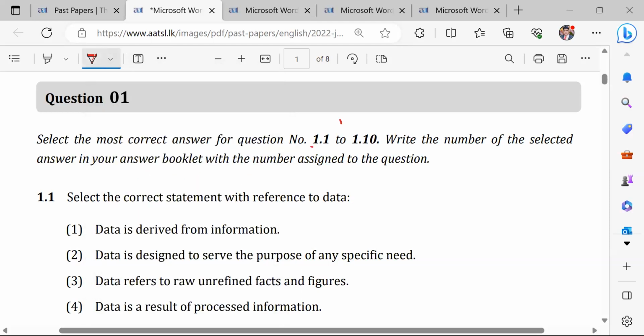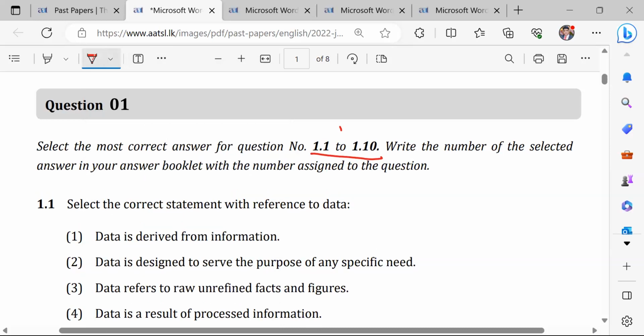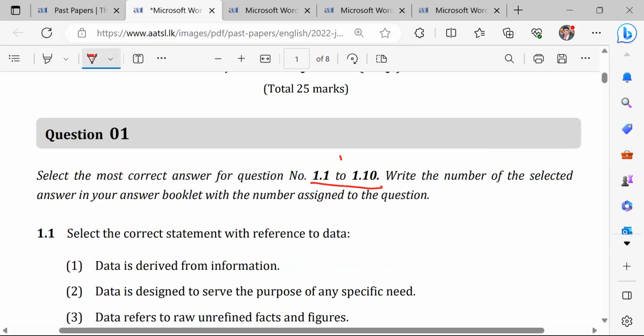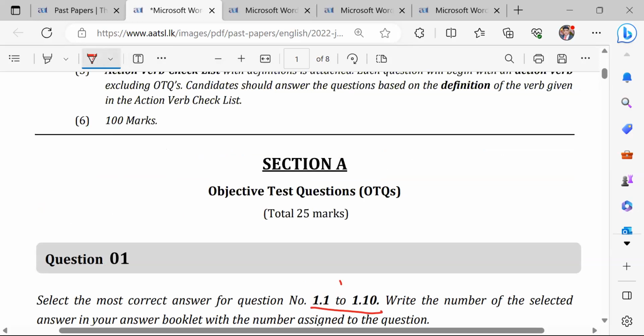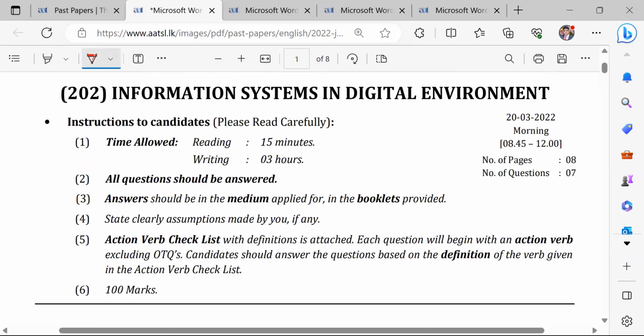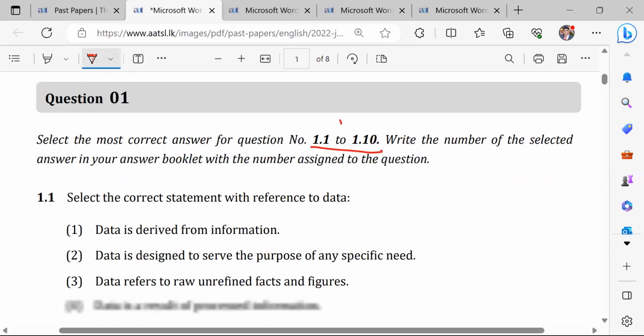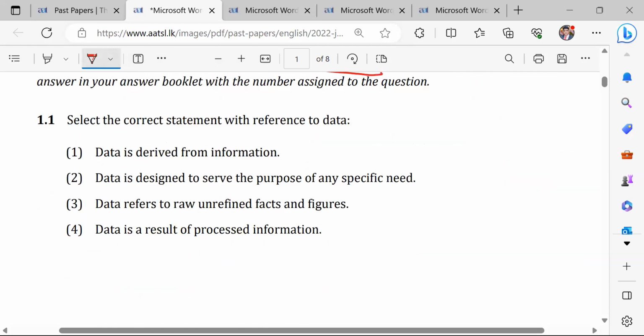Right, from 11 to 110. Select the correct statement with reference to data. Correct statement related with data. It says select the correct statement with reference to data. Data is derived from information.